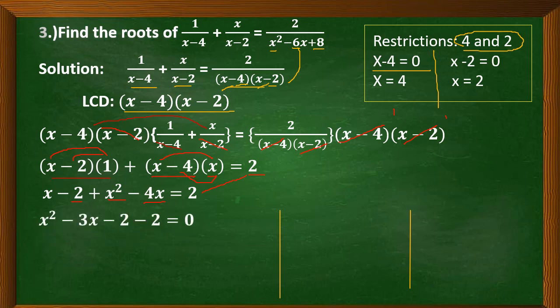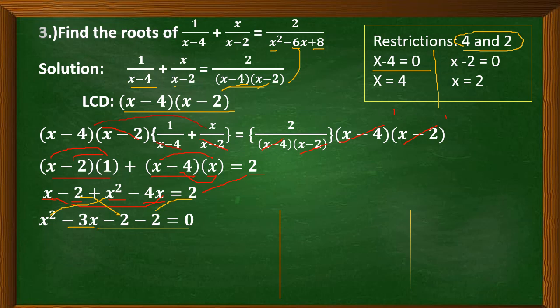So we can combine x and negative 4x. So just bring down x squared and x and negative 4x, negative 3x. Bring down negative 2. And this 2 will be transposed to the left side of the equation and it became negative 2.